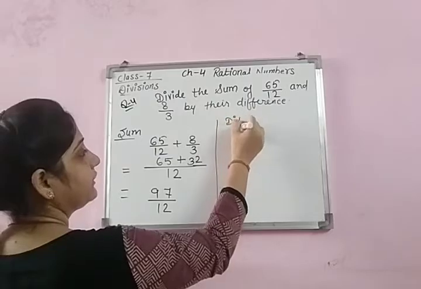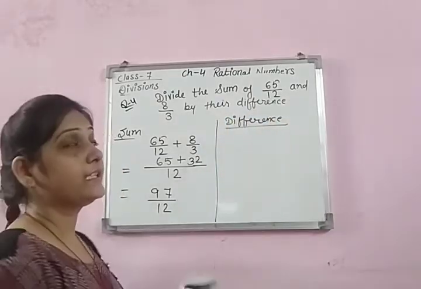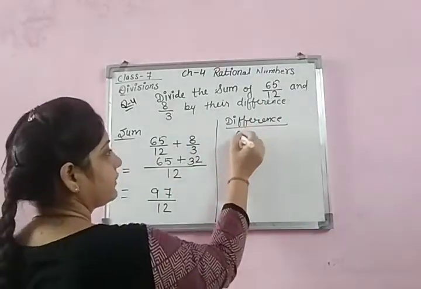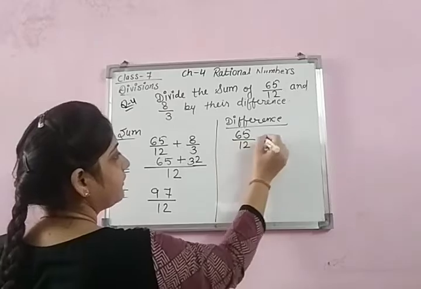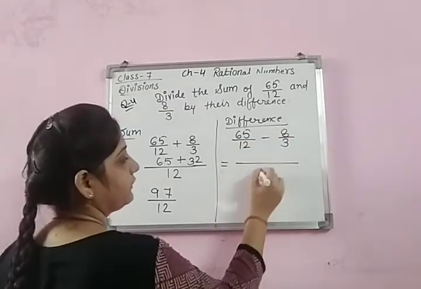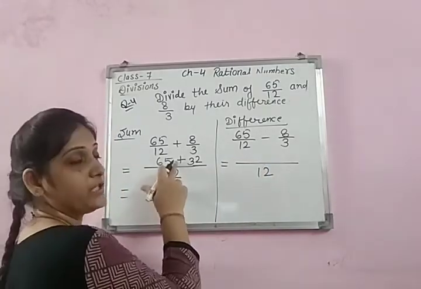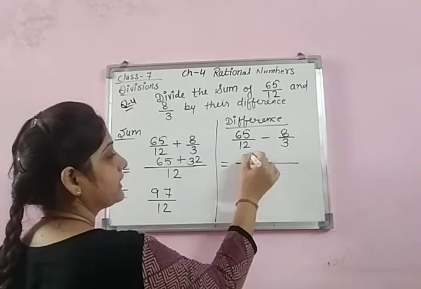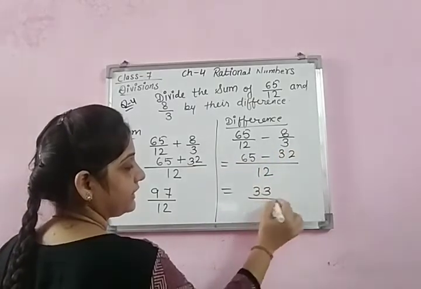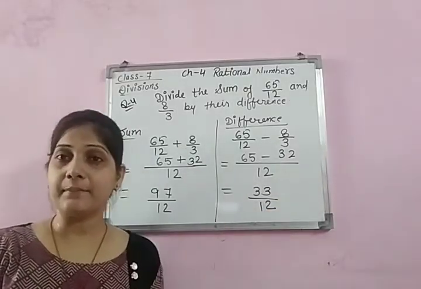Now I am finding the difference. Difference of which numbers? Their difference. It means the numbers which are given to us, the difference of the same numbers. 65 upon 12 minus 8 by 3. So when we are doing the difference, the same calculation will take place, only instead of addition we have to do subtraction. 65 minus 32. 5 minus 2 is 3, 6 minus 3 is 3. 33 by 12. Okay. So we have done sum and difference.